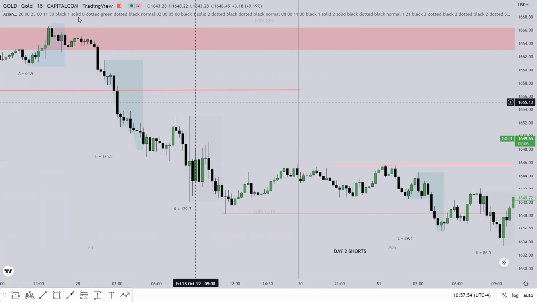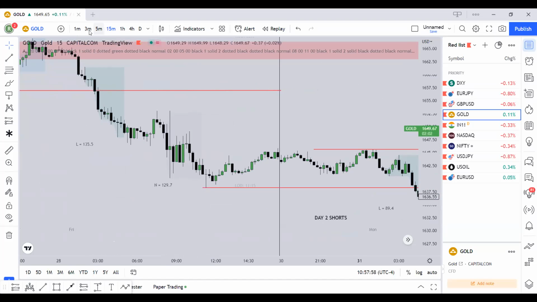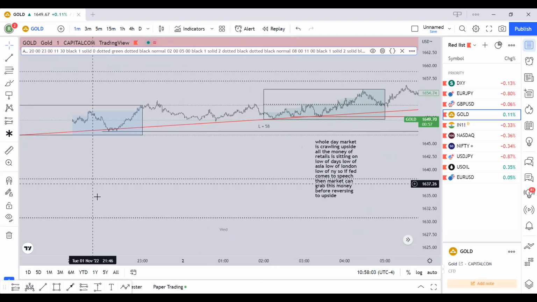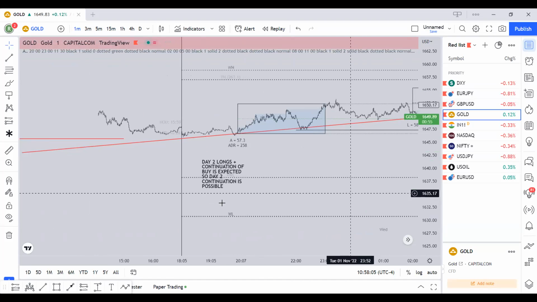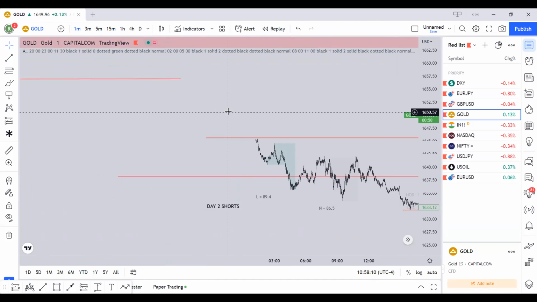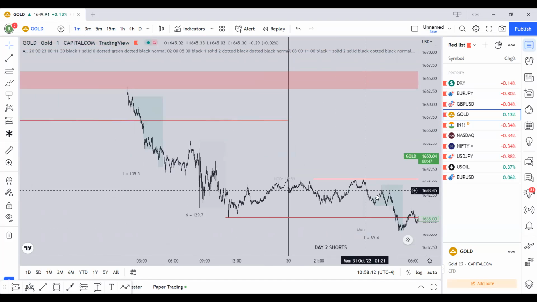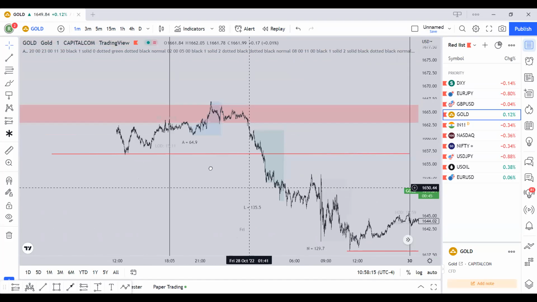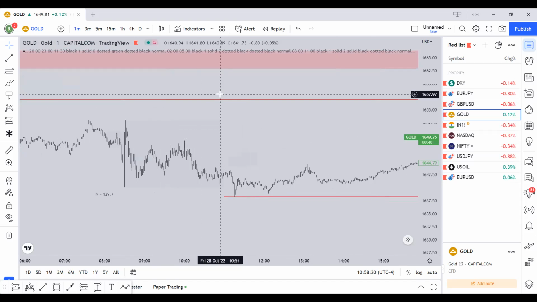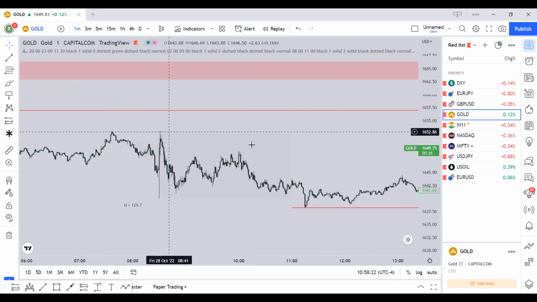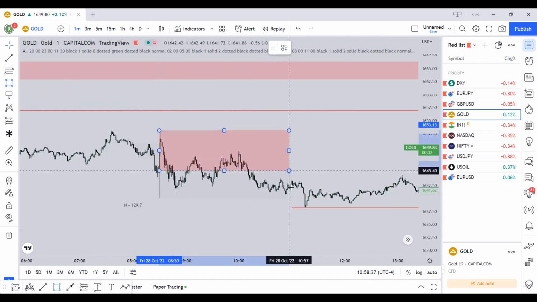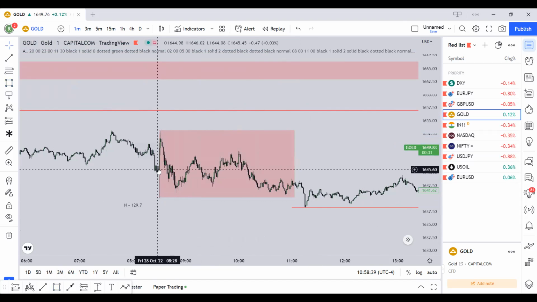Let me show you what the date is here, 28. Yes, so this is the 28th date, right? This is our NY session box. This is our NY session box, right? Let me just clear up here.